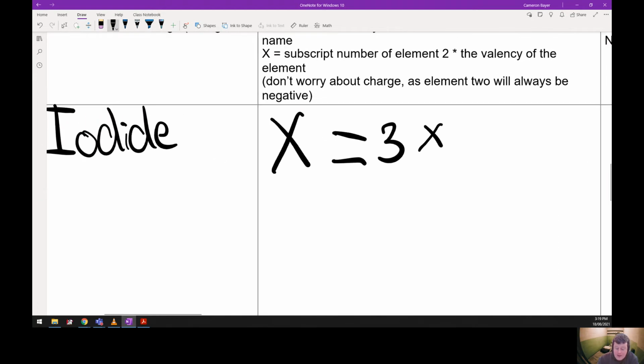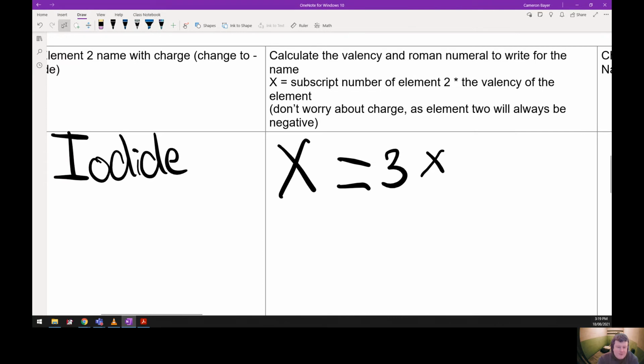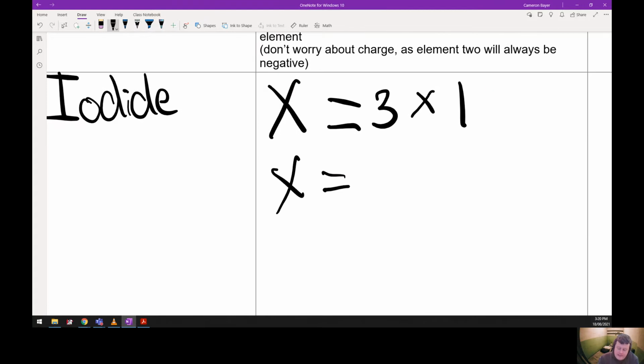And iodine, as we know, is -1. Now, we don't have to worry about negatives here because all of our chemicals that are really attached to metals are always going to be negative, because metals want to give away their electrons. So what I'm just going to do is 3 times 1. Okay, and therefore, if I do the calculations, that means that X is going to be equal to 3. So that means I now need to write it as iron 3 iodide.